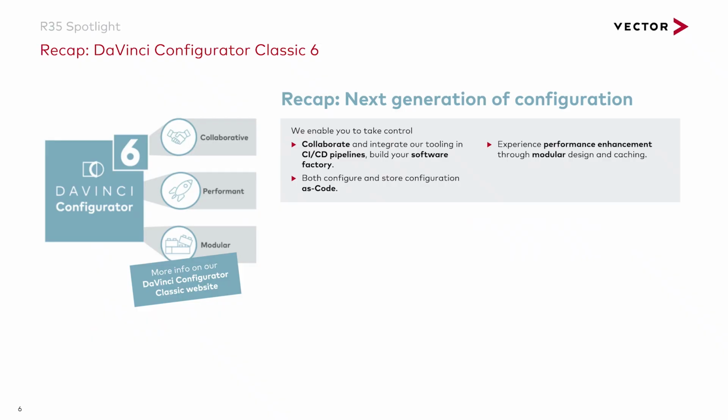So let us start with a short recap. DaVinci Configurator Classic 6 is designed with a modular architecture to meet the demands of modern software factories. It enhances collaboration through the EcuC-as-Code paradigm, and both collaboration and performance through modular design and configuration caching. The rollout happens in two phases. Evolution step 1 already happened, while step 2, where the full potential will play out, is planned for Q1, Q2 2027.